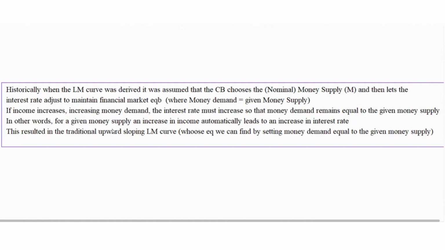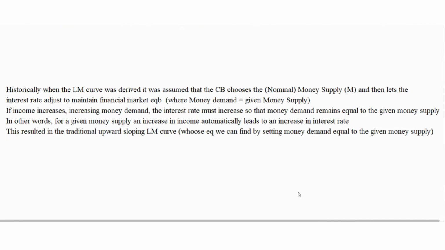So in other words, for a given money supply, an increase in income automatically leads to an increase in the interest rate. This gave us the traditional upward sloping LM curve, where we start off with one interest rate and income combination. Then income increases, which increases money demand. Since we have a fixed money supply policy, what increases to restore equilibrium is the interest rate. So the increase in income is associated with an increase in the interest rate to maintain equilibrium, and we get a traditional upward sloping LM curve.